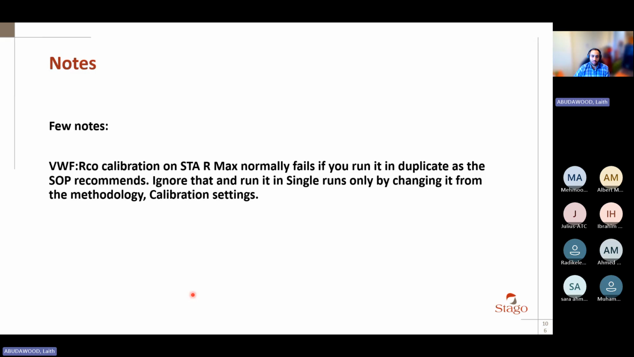Now, this is the point that I mentioned to you earlier, okay? From a lot of painful experience in the field, for Von Willebrand RCo, run the calibration in single runs only. Duplicates will fail. Why? I tried to dig behind this information a lot and I didn't have any clear answer for you.